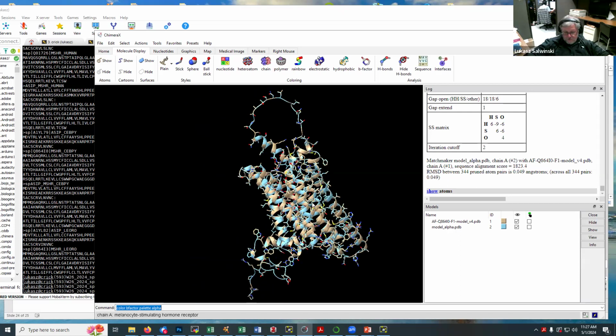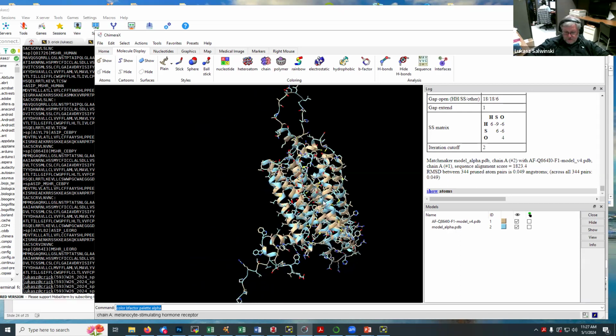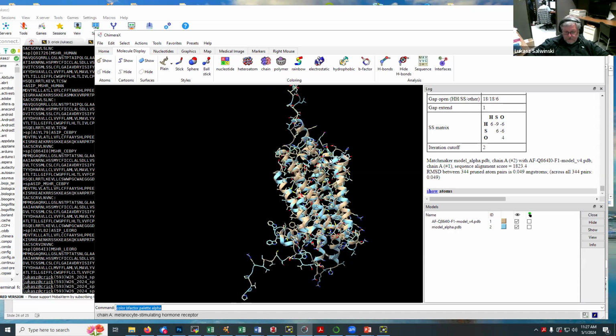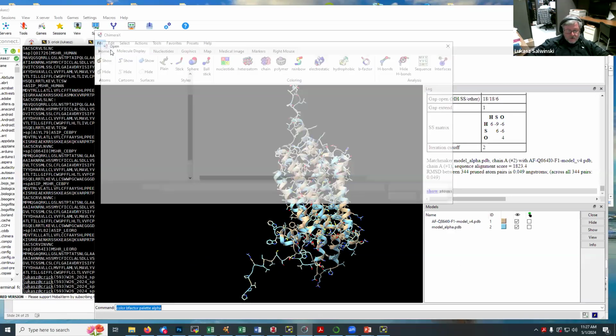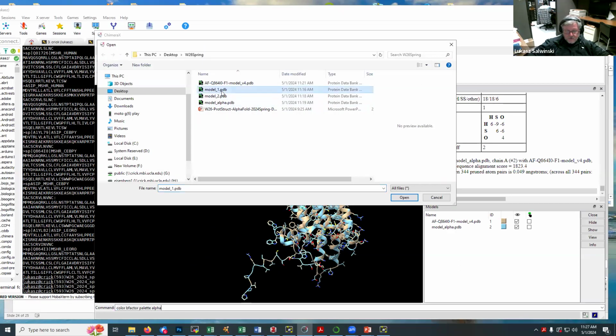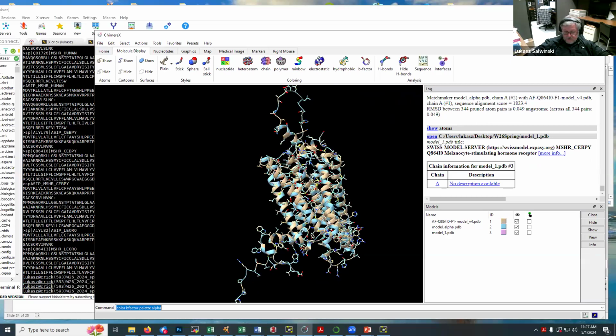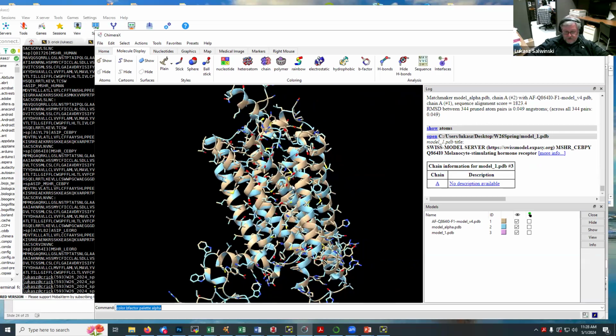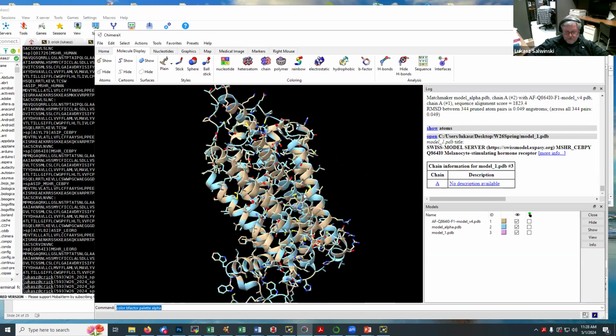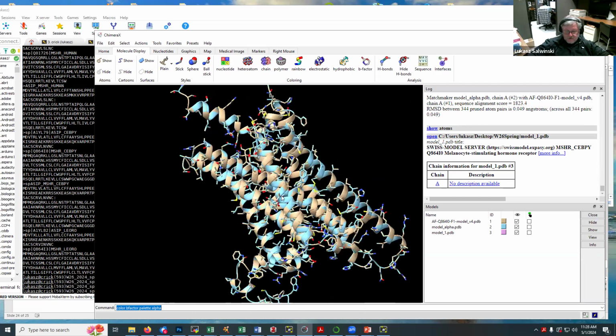But what about the other two templates? We can open and read one more molecule in. So let's get model one. Okay, and let's open this one. Okay, it's also in the same place, so we can barely see it.